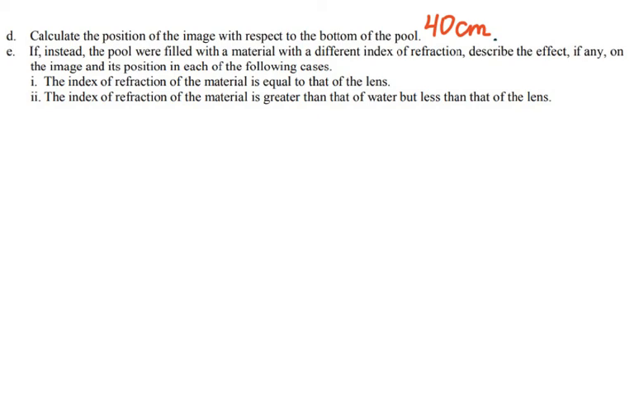And for the second part of this question, they say if the index of refraction of the material was greater than the one of the water, but less than the one of the lens. So in this case, when you decrease the difference of index of refraction between the lens and the material that the pool is filled with, then there will be less bending as the light passes through the lens. And this will move the focal point farther away from the lens, and the image created by this lens in that material would also be positioned farther away from the bottom of the pool.